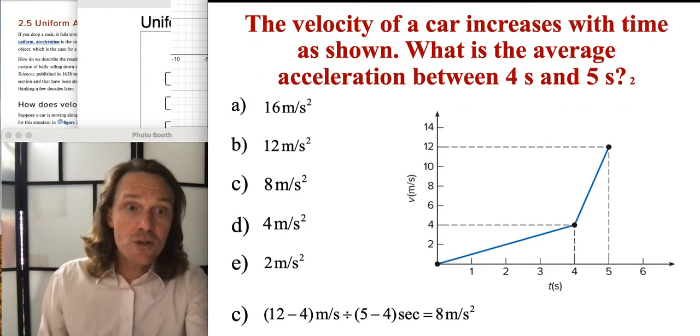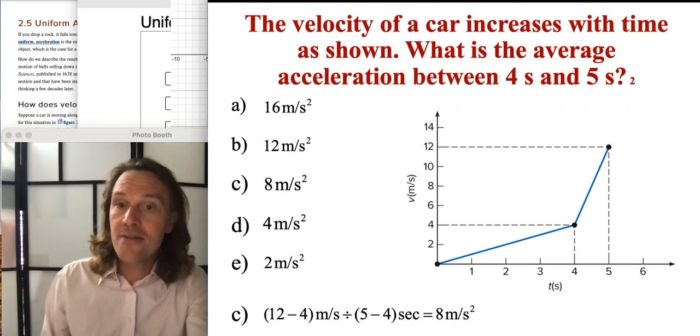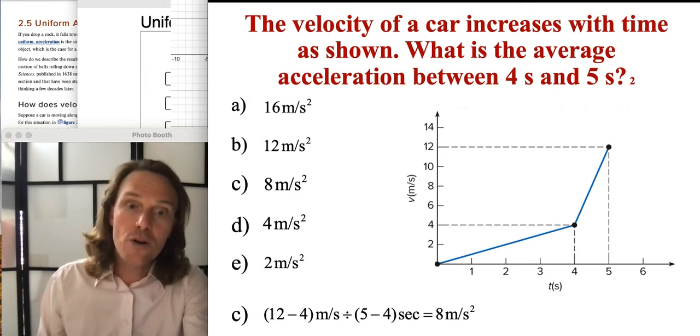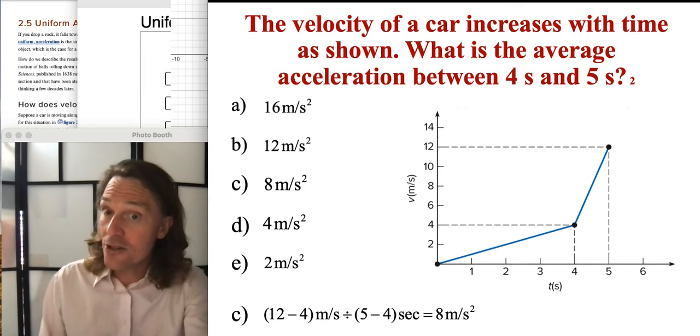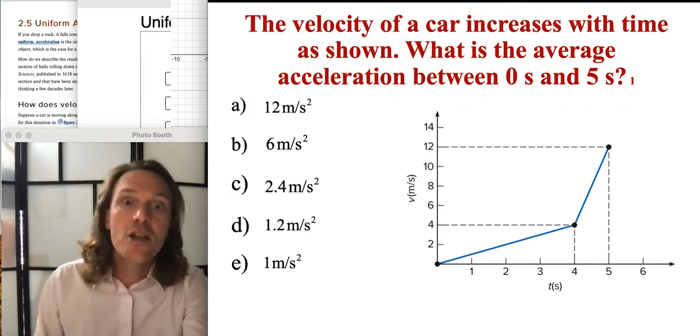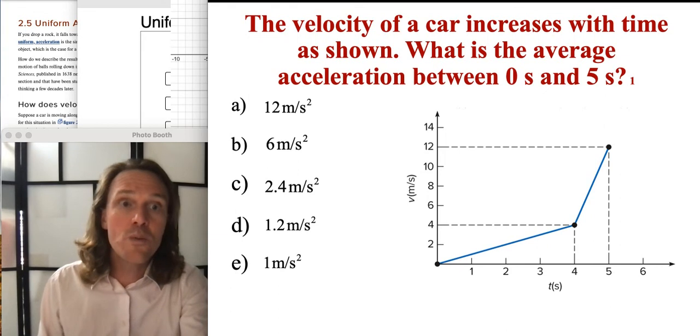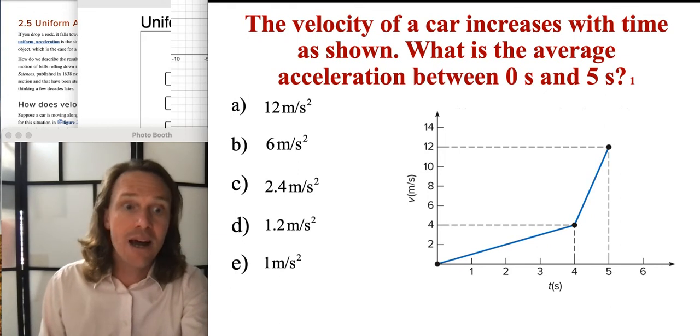So the difference, right? 12 minus 4, so basically you have that rise of 8 over a run of 1, so 8 meters per second squared. Pretty comparable to gravitational acceleration. The velocity of a car increases as time is shown. What is the average acceleration between 0 and 5?